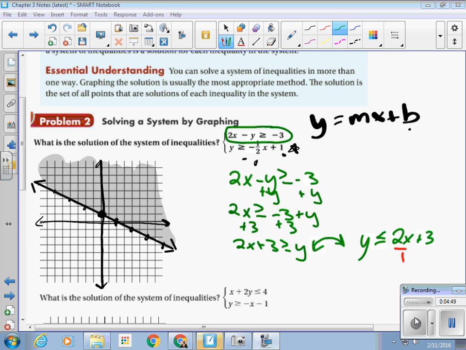So on my graph, I find 3 is my y-intercept, and I go up 2 over 1. And then I repeat that same pattern across. And then we've got to shade, shade, shade. So I'm going to shade all my y's that are less than or equal to that line. Actually, let me put in my line first.